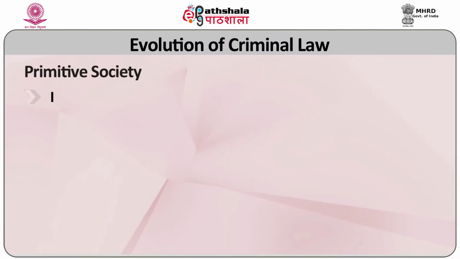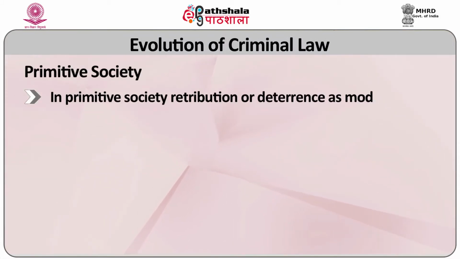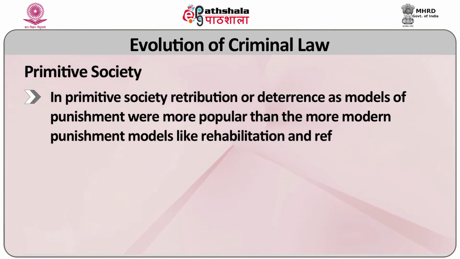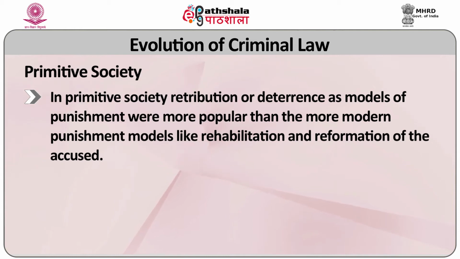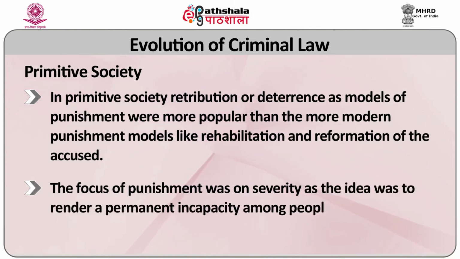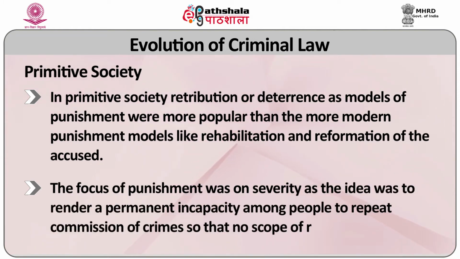For example, in primitive society, retribution or deterrence as models of punishment were more popular than the more modern punishment methods, like for instance rehabilitation, reformation, etc. of the accused. The focus of punishment was on severity, as the idea was to render a permanent incapacity among people to repeat the commission of crimes so that there is no scope for repetition at all.